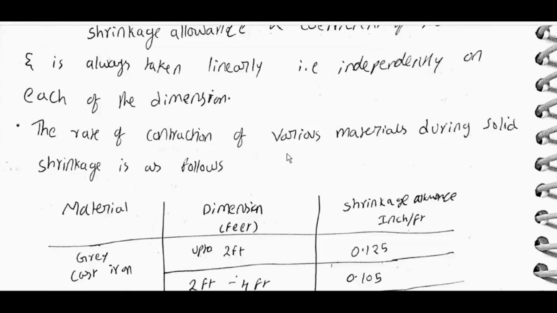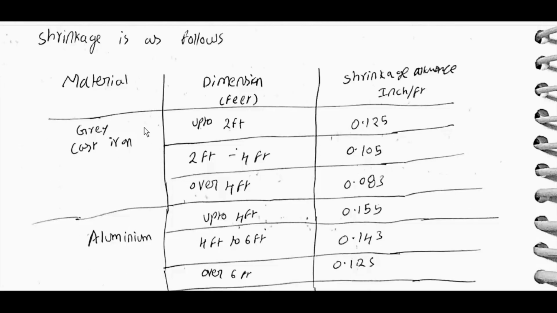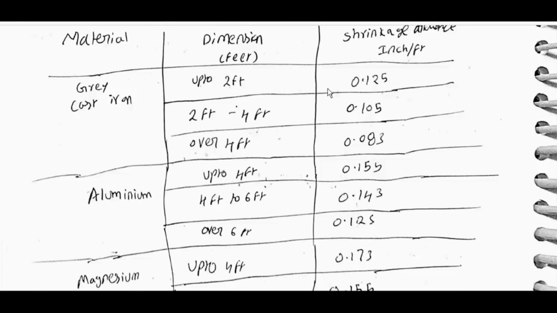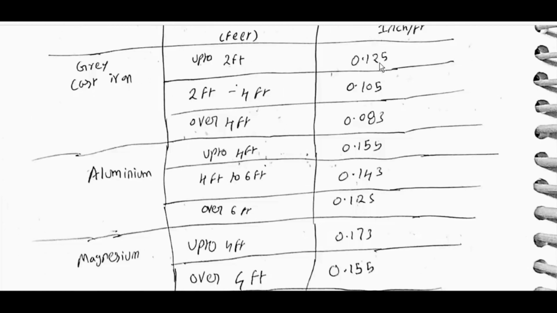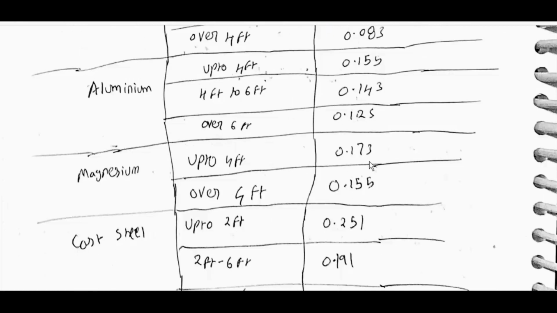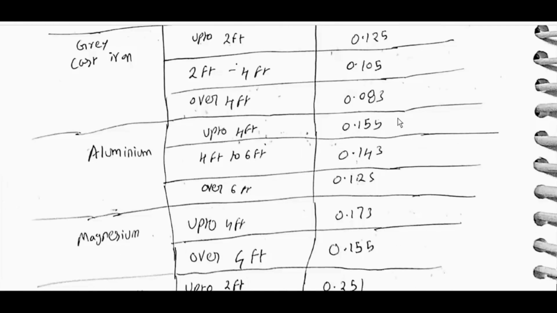The rate of contraction of various materials during solid shrinkage is as follows. Solid shrinkage: material, gray cast iron, dimension, shrinkage allowance. There is no need to remember these values. They are just given so that we can compare: cast iron 0.125, aluminum 0.155, magnesium 0.173, cast steel 0.251. And as size is increasing, shrinkage allowance is decreasing.